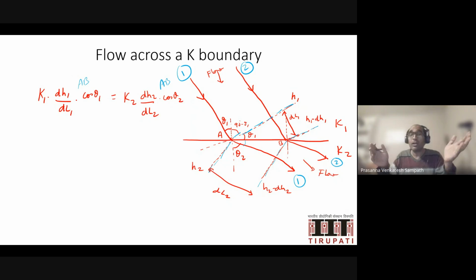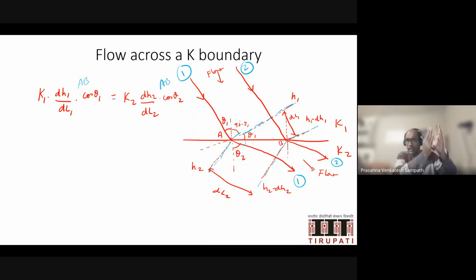So these things happen in many practical scenarios. You have two different domains with different hydraulic conductivities adjacent to each other, and flow happens to go through both of them. And when that happens, we are trying to understand how it's going to behave. Okay. So any issues with the equation that I've written so far?